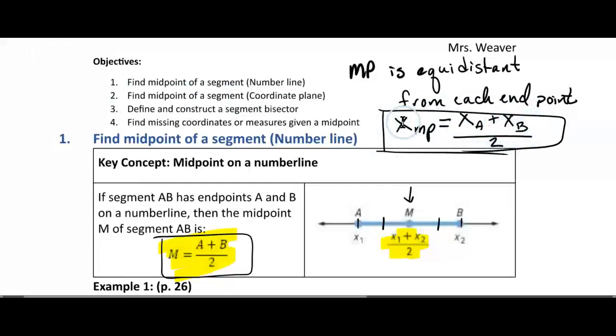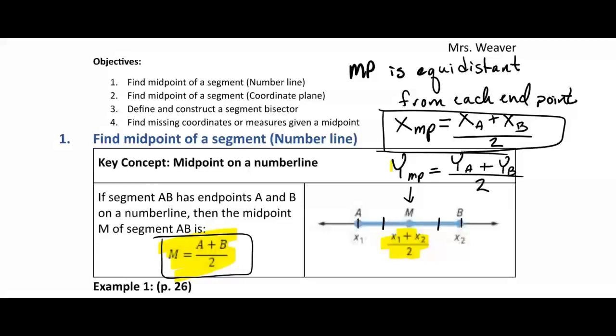We could do the same thing on a vertical number line. We don't do this often, but for instance, we could say the y-coordinate of a midpoint is equal to the y-coordinate from my first endpoint plus the y-coordinate from my second endpoint divided by 2. And we'll actually see in our second objective, we're going to combine these together.